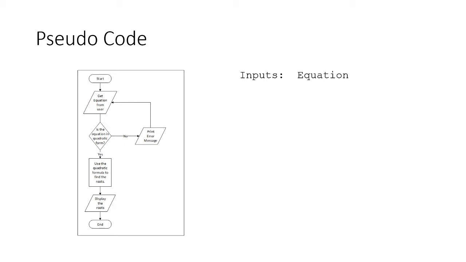We then have to ask ourselves, what are the outputs? Well, the thing we're hoping to get out here are the roots of this equation, or as I'm going to call them, R1 and R2, because as we know, quadratic equations have two roots. So the next thing is, what are our variables? So what are things that we need to hang on to and we need to keep stored?